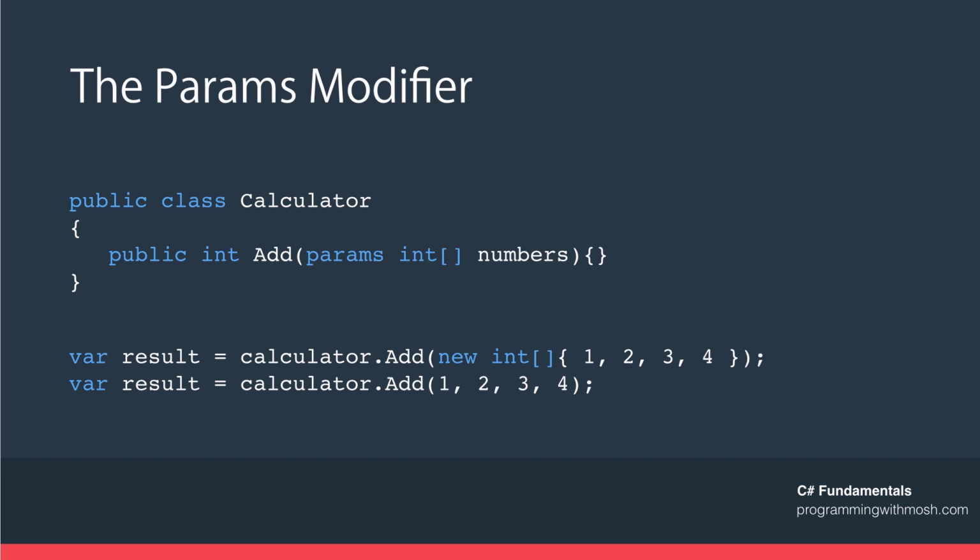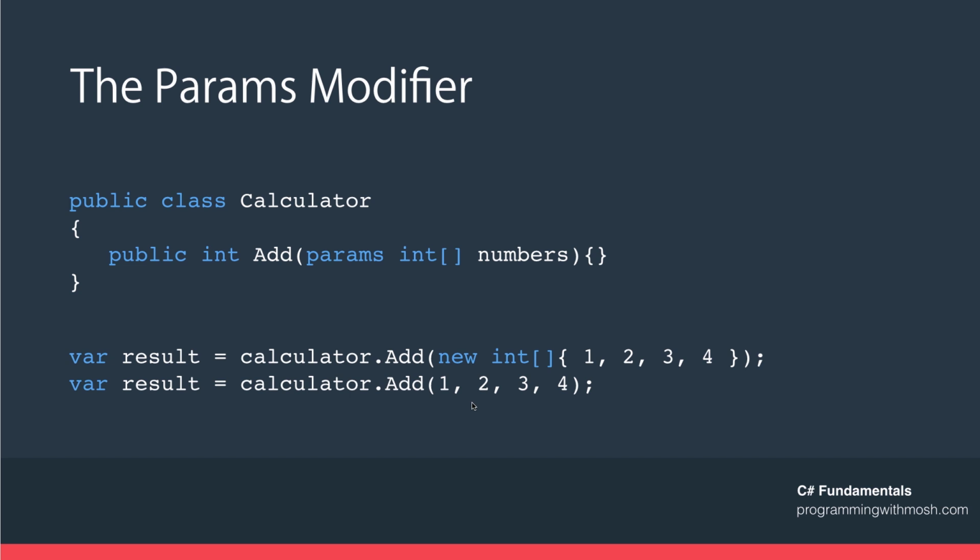So we can change the declaration of our add method to include the params keyword here, just before the integer array. With that, we can call this method in a couple of ways. We can use it in the traditional form, so we pass an integer array, or we can simply pass a varying number of arguments here. We don't need to create and initialize an array.